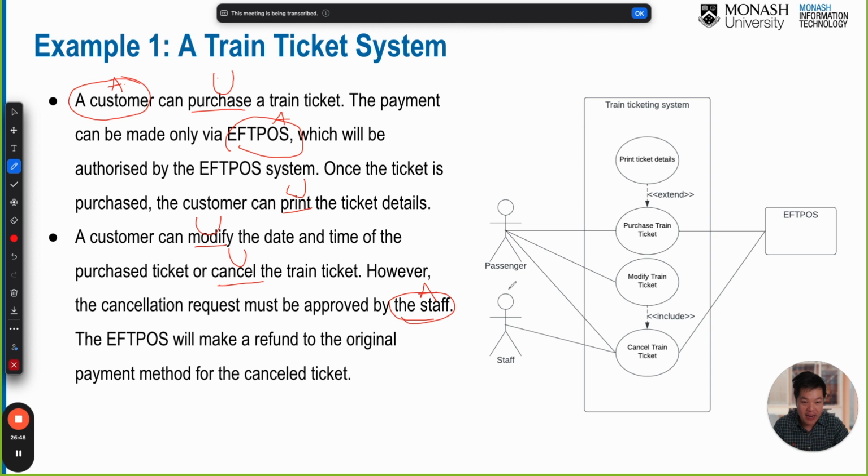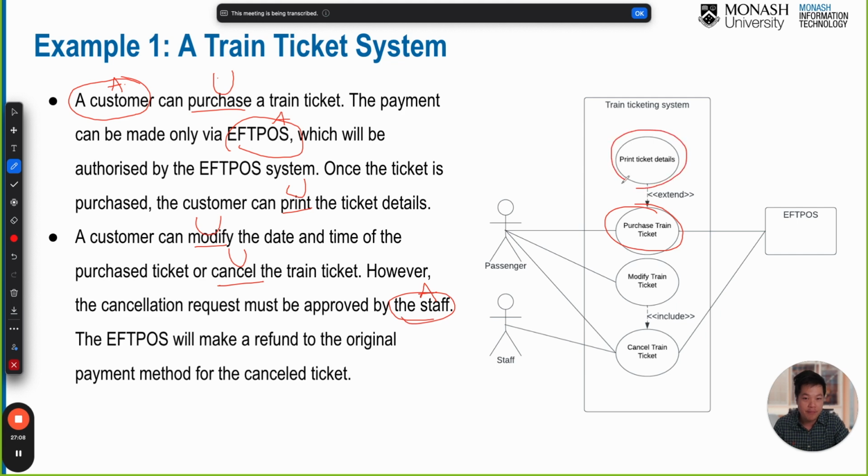Now we have the actors here: the customer and the staff, so we distinguish two types of actors. We have a passenger, and we have the staff. The first use case here is the purchase, so we draw here, purchase the train ticket. The second one, they can print.